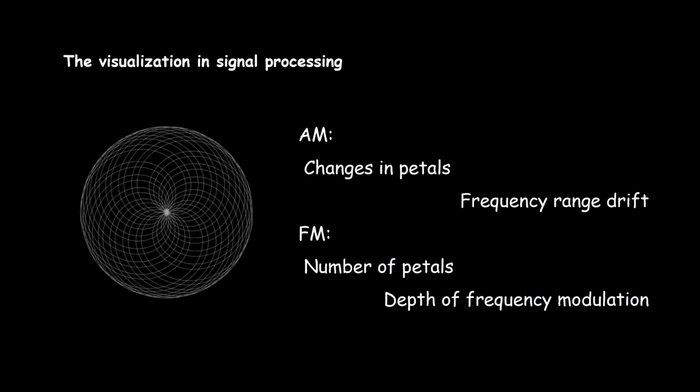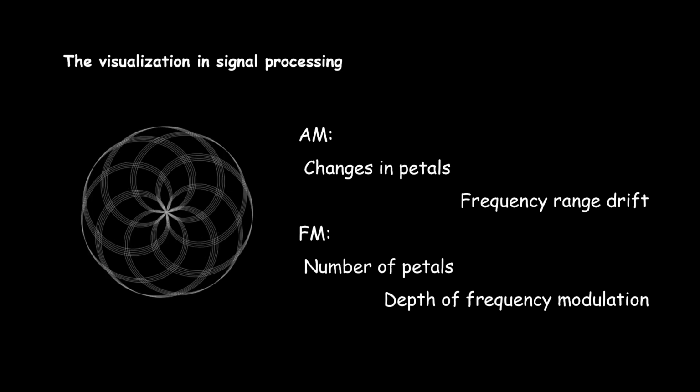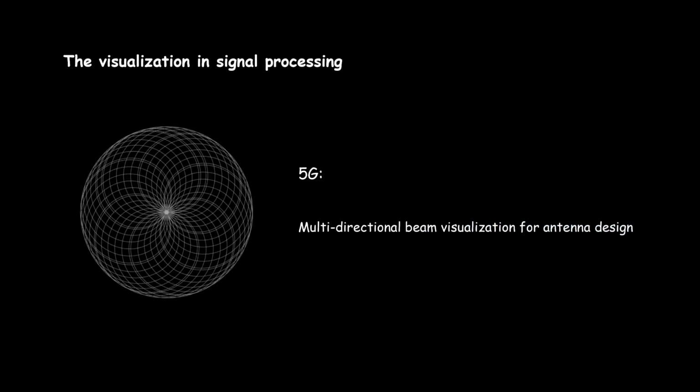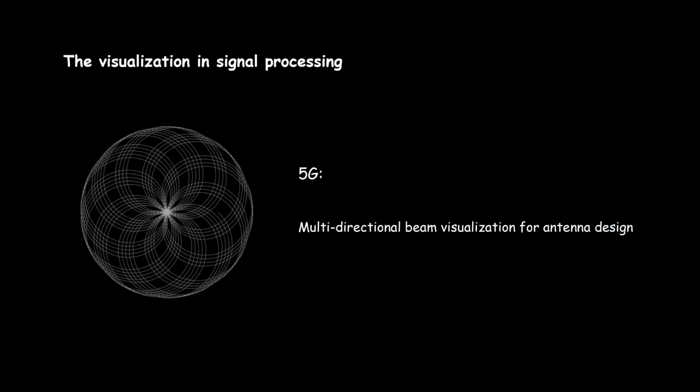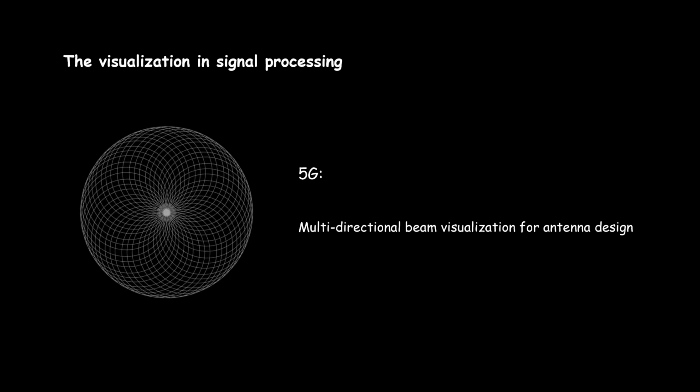In AM signals, petal change indicates the level of frequency shift, while in FM, petal number indicates modulation depth. In 5G networks, MIMO antennas utilize high directionality to reduce interference. Adjusting the rose graph parameters helps visualize the distribution of directional beams, assisting in antenna design.